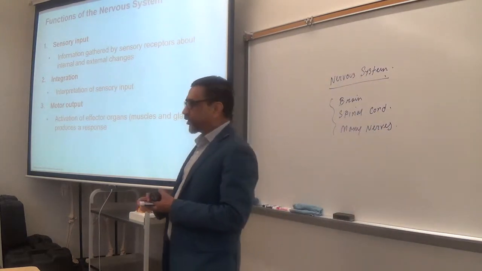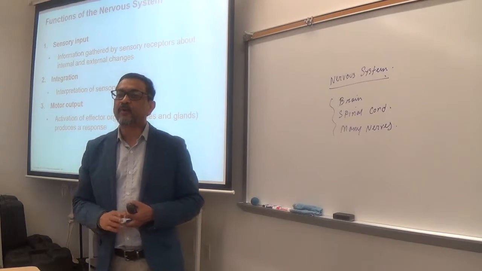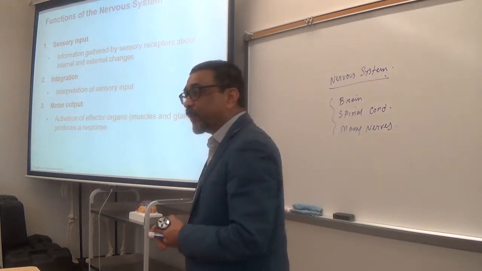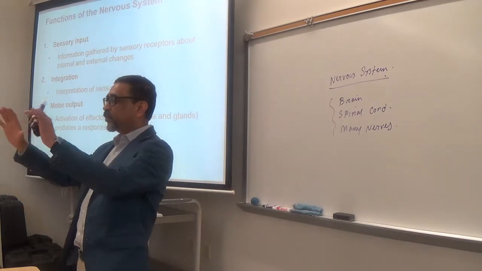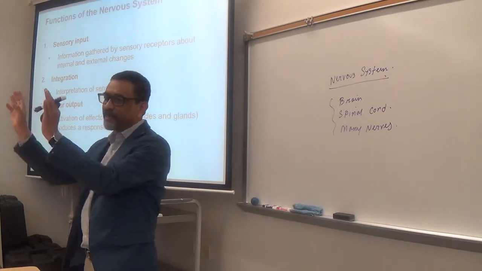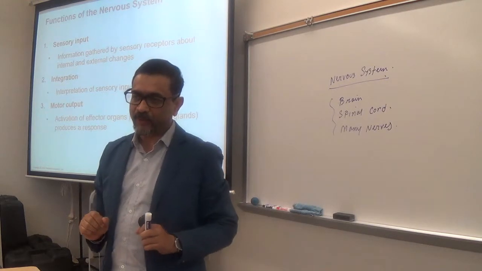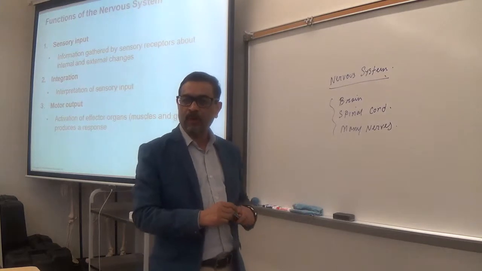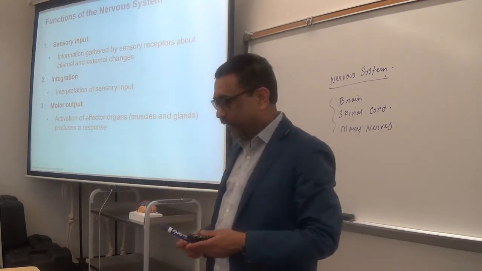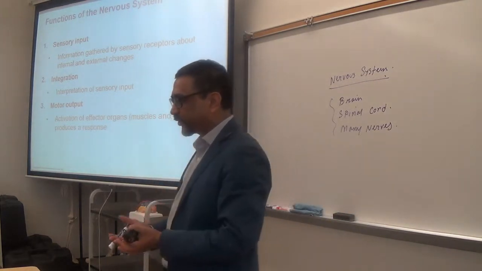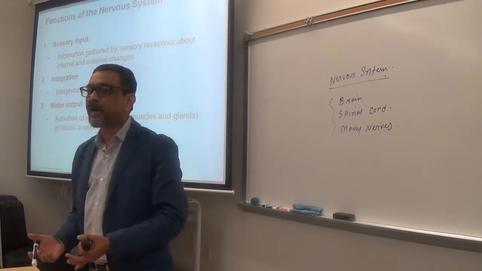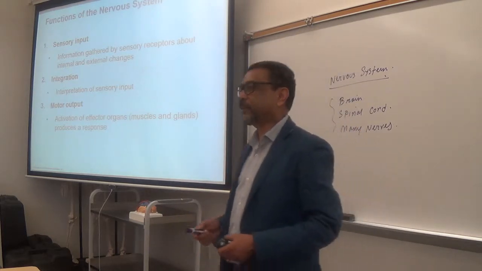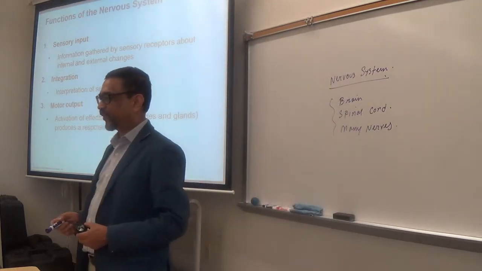And the nervous system performs thousands of functions, many functions, but we can group or divide all those functions into three main types or groups: sensory input, integration, and motor output. Okay? So we can divide all those functions into three types or groups. Now let me give you an example.